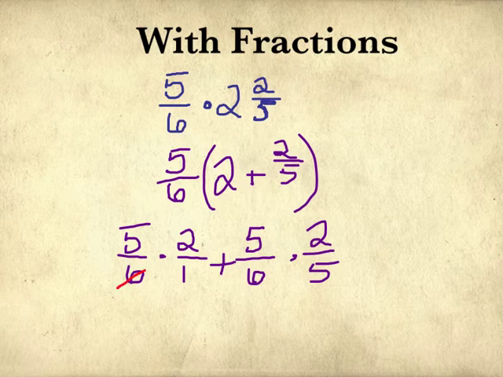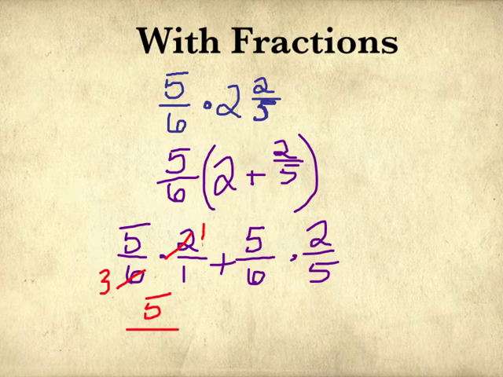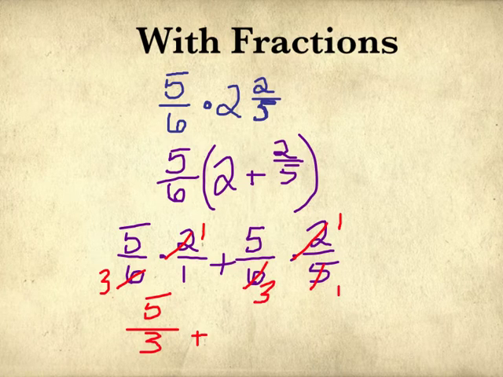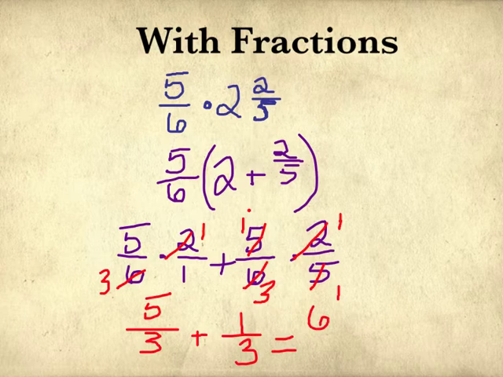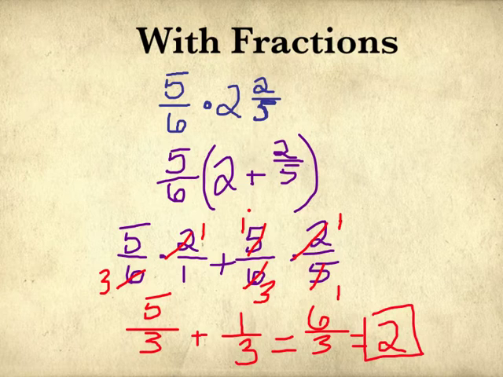I know that 6 can be divided by 2, and that is 3, and 2 divided by 2 is 1. So I get 5 times 1 is 5 over 3 plus, over here again, 2 divided by 2 is 1, 6 divided by 2 is 3, 5 divided by 5 is 1, 5 divided by 5 is 1. So now when I multiply on this side, 1 times 1 is 1 on top, over 3 times 1 is 3. Since our denominators are the same, we can go ahead and add these two together. So if I add them, I'm going to get 6 over 3, which, if I simplify, equals 2.